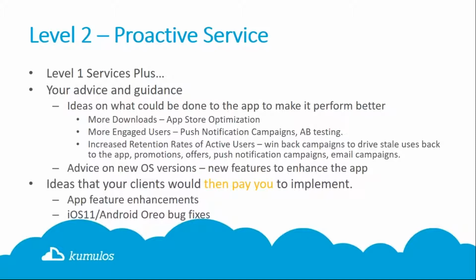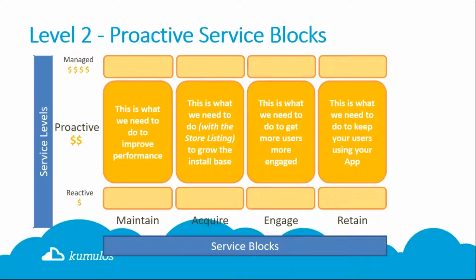Same thing as before, this is what we've seen and this is what we do to improve the performance of the app in terms of its stability and performance. This is what we would do to improve the store listing and drive more downloads, to drive more engagement in the app, and ultimately to retain app users in the app for longer periods. So again, taking the things that you're learning from the reactive phase and analyzing the analytics, but then putting that extra value layer on top with your ideas of how the app could perform better.